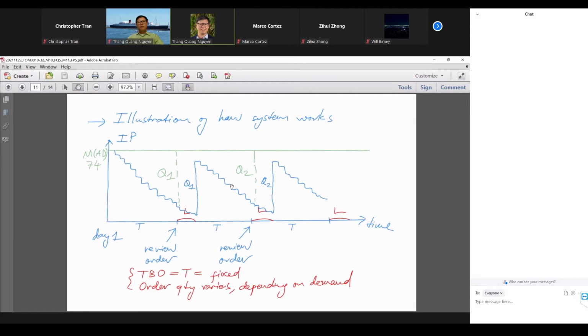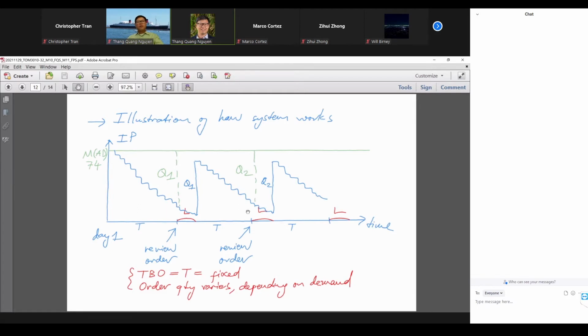Okay, so the cycles will happen multiple times in the year. All right, so in this model, obviously we fix the time and we allow the quantity that we order to vary, right? So if demand is high, then the point out here will be lower. Then we will need to make a bigger order, right? So that we can make up for the bigger difference between the maximum level and what we have in stock, right? So I hope you already have the intuition on how the system works, right?